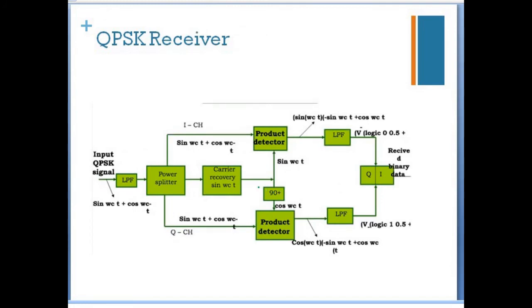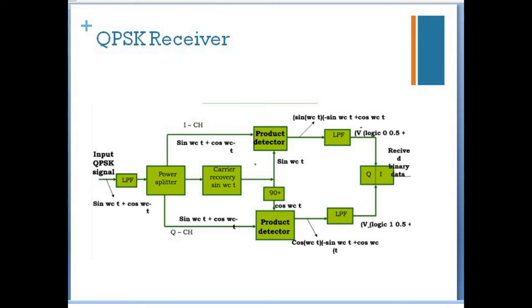So there is a block diagram of the QPSK receiver. The received signal is given to the power splitter, which feeds the I channel and Q channel. The I channel signal is given to the product detector. The other signal, from the carrier recovery circuit, is plus sin omega ct.